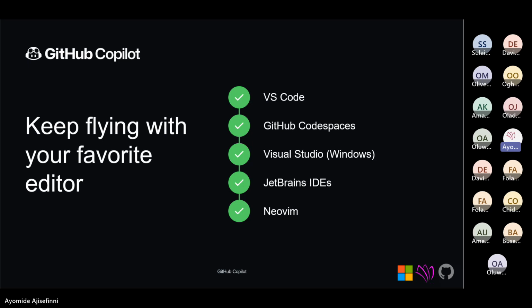So whether you use VS Code, you're on GitHub Codespaces, you're a Visual Studio guy, you're on JetBrains IDEs, or Neovim, the integration is seamless. In fact, once you already have a GitHub account and just get access to these things, it's a one-click integration. Sign in with your existing account, connect it, and you are live.